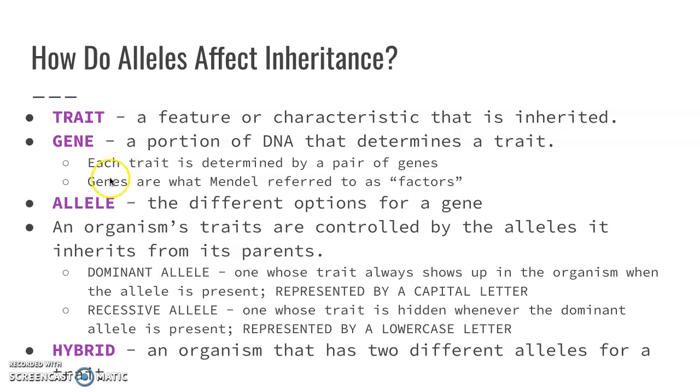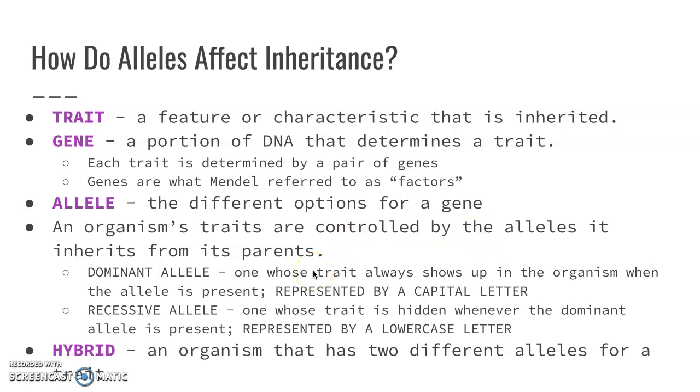Okay? The allele is going to be what are my different options for that gene. So like we talked about in class with eye color, your different alleles are going to be blue or brown or green or hazel. So the different alleles have to do with what are my different options, what are my different outcomes for a gene. An organism's traits are controlled by which alleles or which options it inherits from each parent.